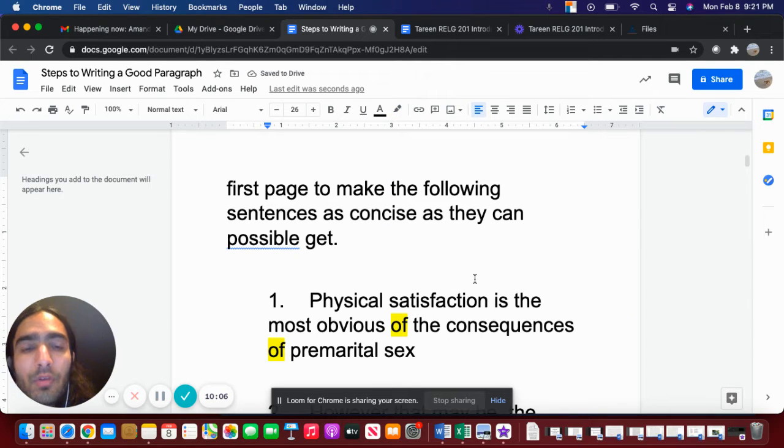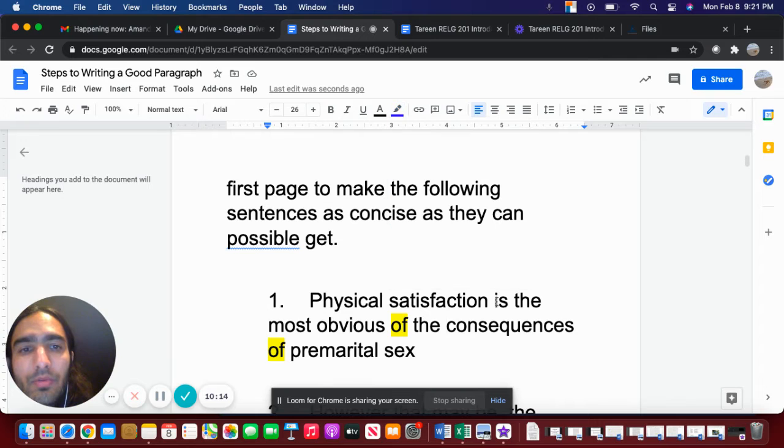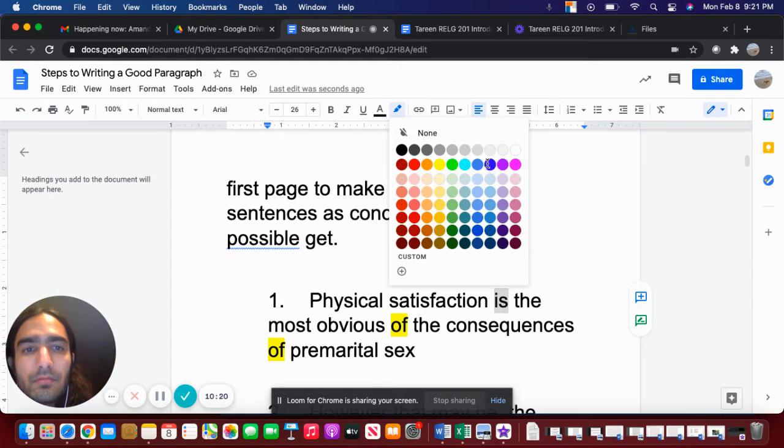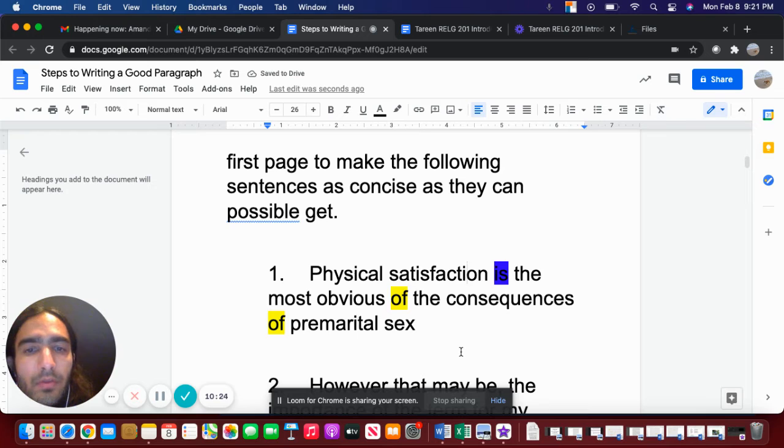Secondly, it said look for the is. Is hiding the active verb. So what I will do is I find my is. Let's use blue, and here is my is. Okay. So I found the of, those are my prepositions, and I found is form.